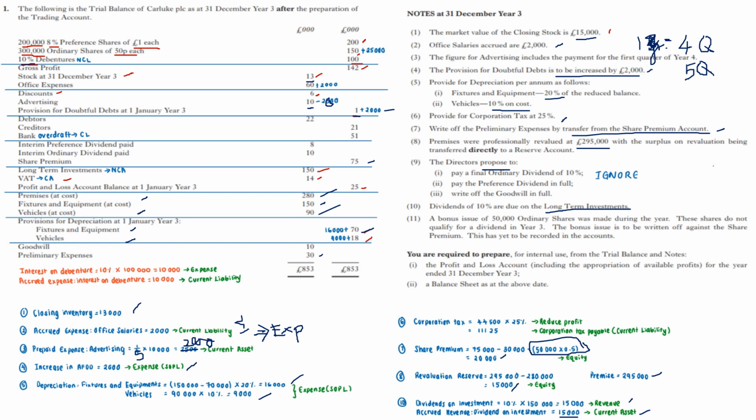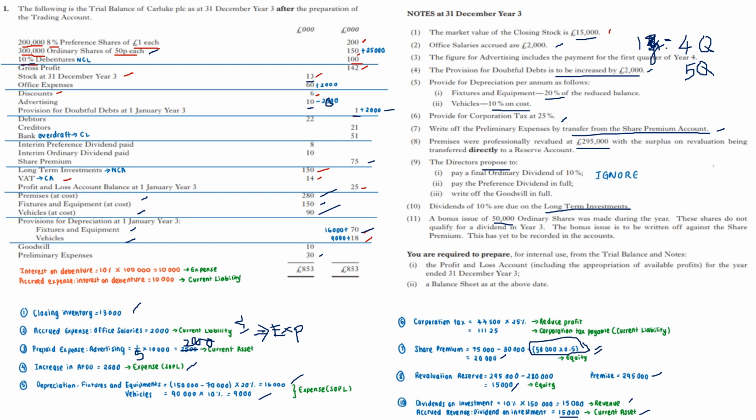So 50,000 is in units, right? So the value would be 50,000 times the price per unit. So for ordinary share, you go back to your trial balance, is 50 pence each. So it's 50,000 times 50 pence, right? That will give you 25,000. So this is the one that is stated here, and for your share premium, the calculation for your share premium. Okay, so these shares do not qualify for a dividend.